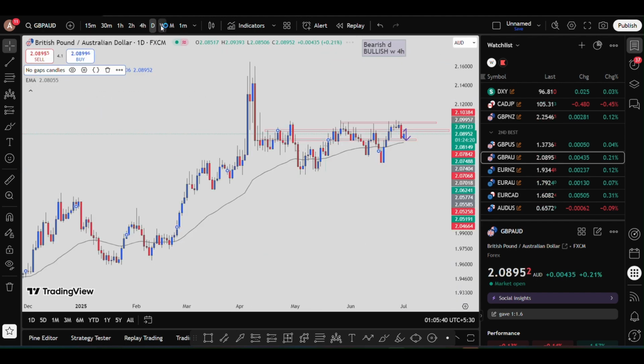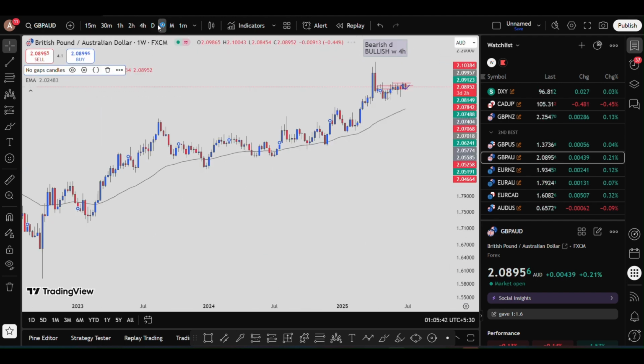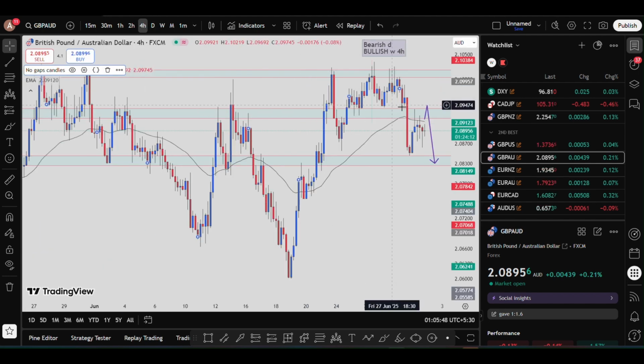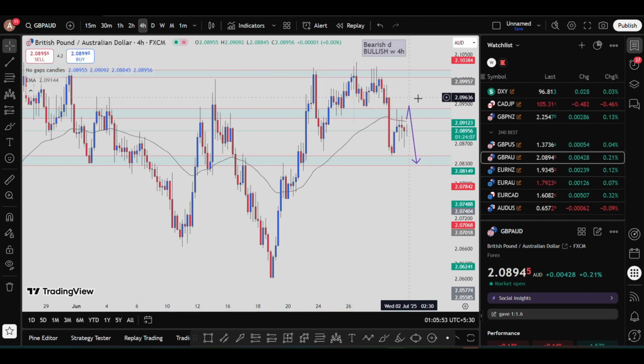Like on the weekly, it's bullish. On the daily, it's bearish. On the 4 hour time frame, it is still bullish. Like this is the high, this is the higher low. So it is also quite a high risk trade. So let us see what happens.